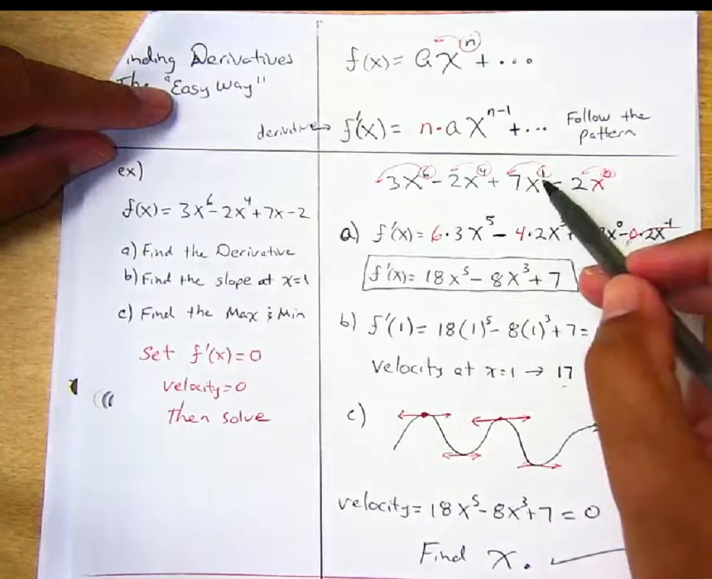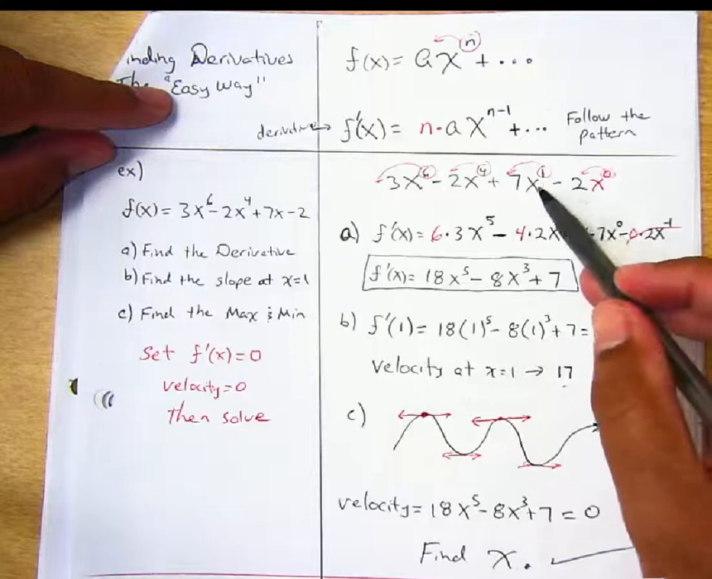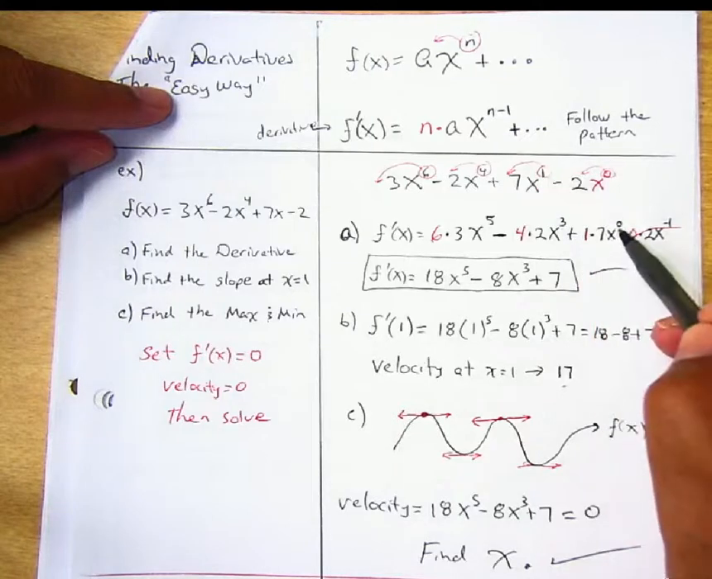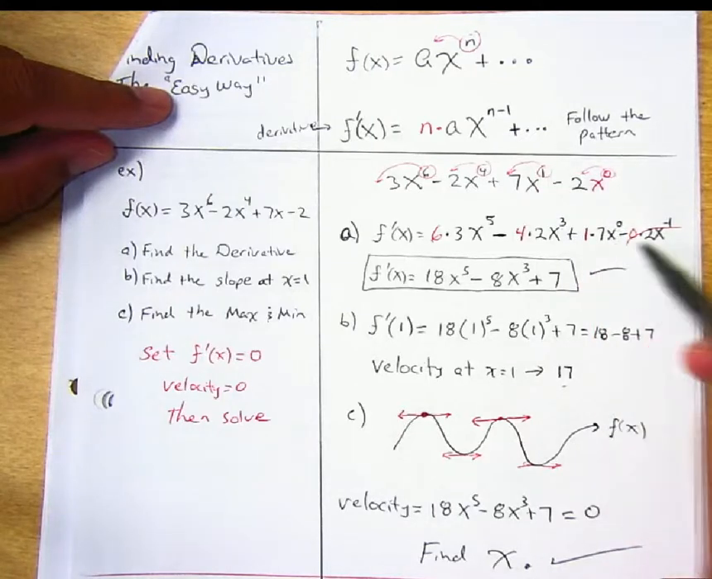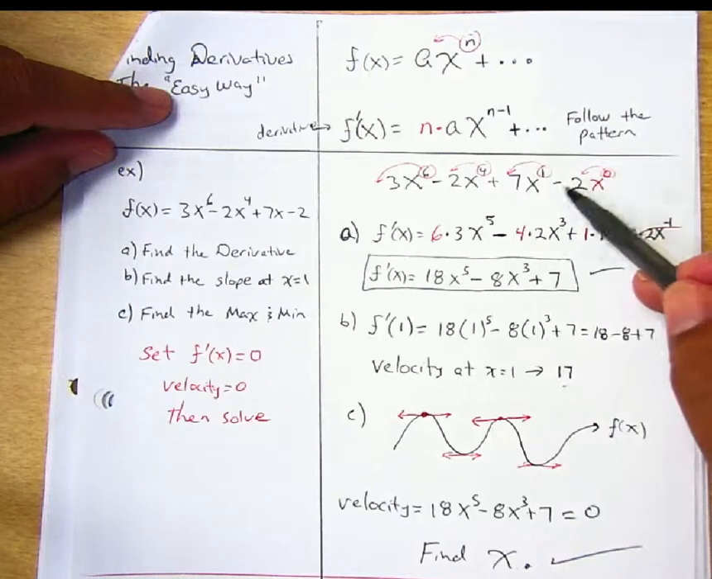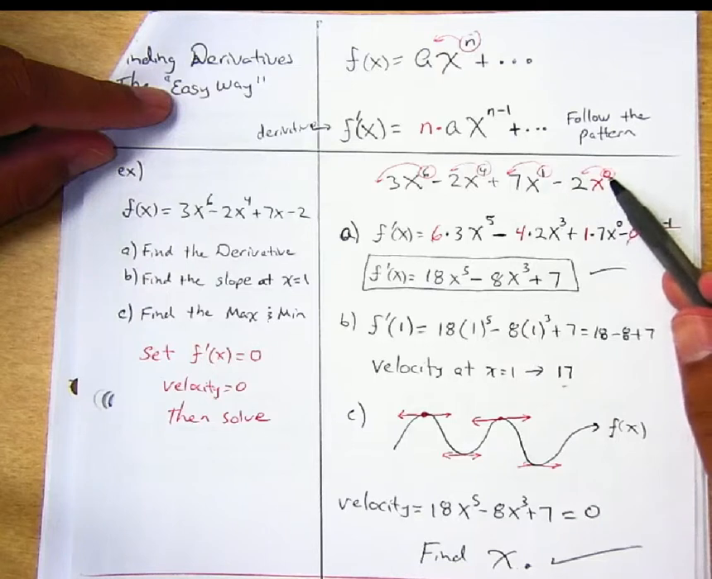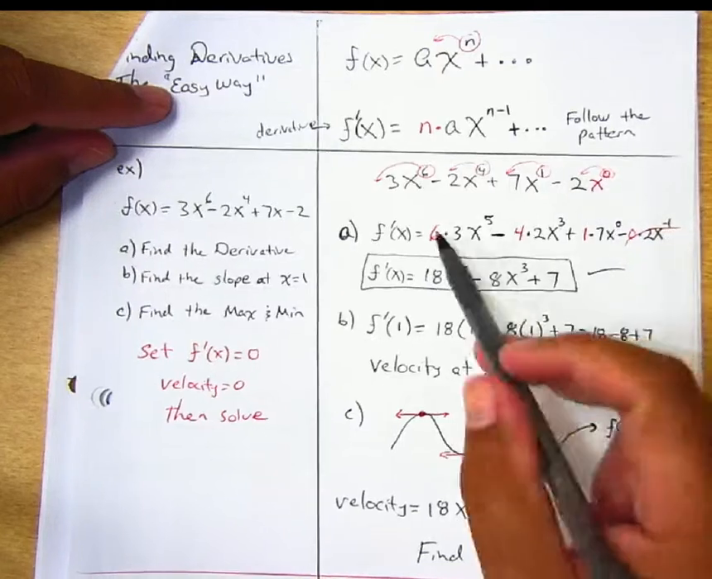Next term, bring the 1 down. 1 times 7, x to the, instead of a 1, gets reduced to 0. Next term, you bring the 0 down, so you multiply 0 times the negative 2 that is there. And the exponent on the x, from 0 gets reduced to a negative 1. Okay, let me simplify the expression.